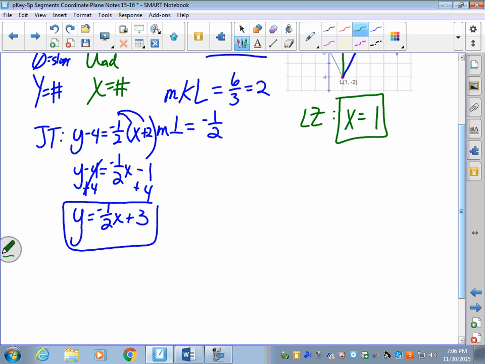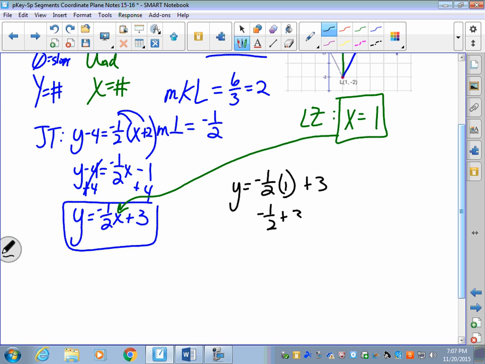Here's my equation for my green vertical altitude. I know x equals 1, so all I have to do is plug that x into that equation there and solve and get my coordinate for y. So when I do that, y equals -1/2 times 1 plus 3. Well, anything times 1 remains itself. So basically we take -1/2 plus 3, and we see that y is 2.5, or we could call it 5/2.